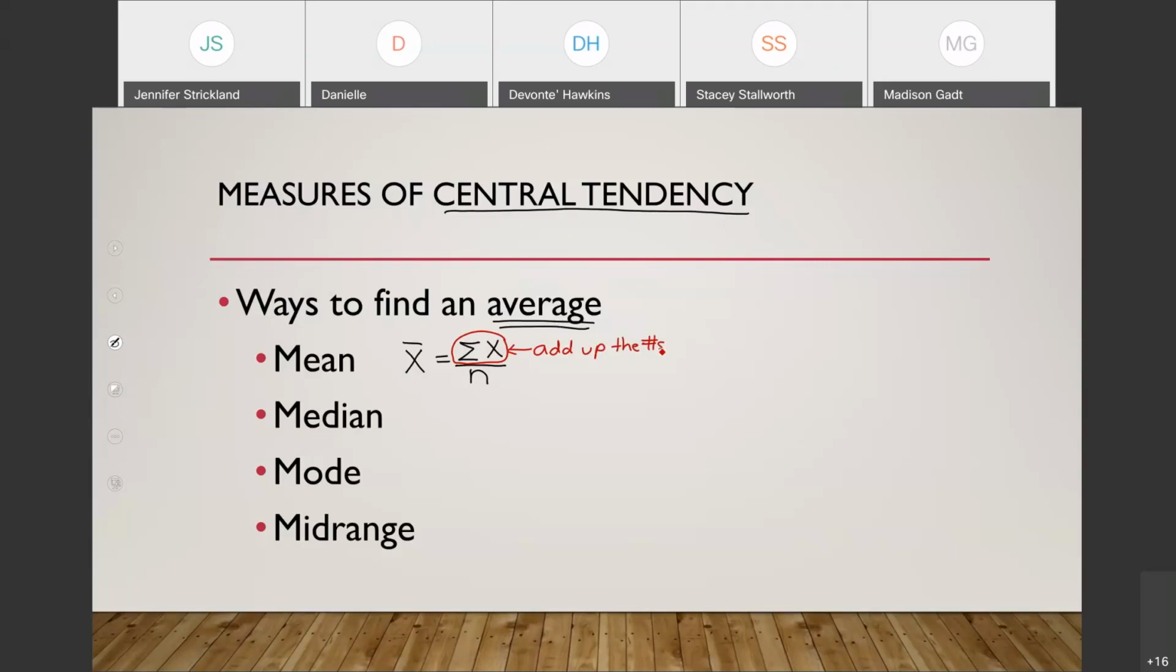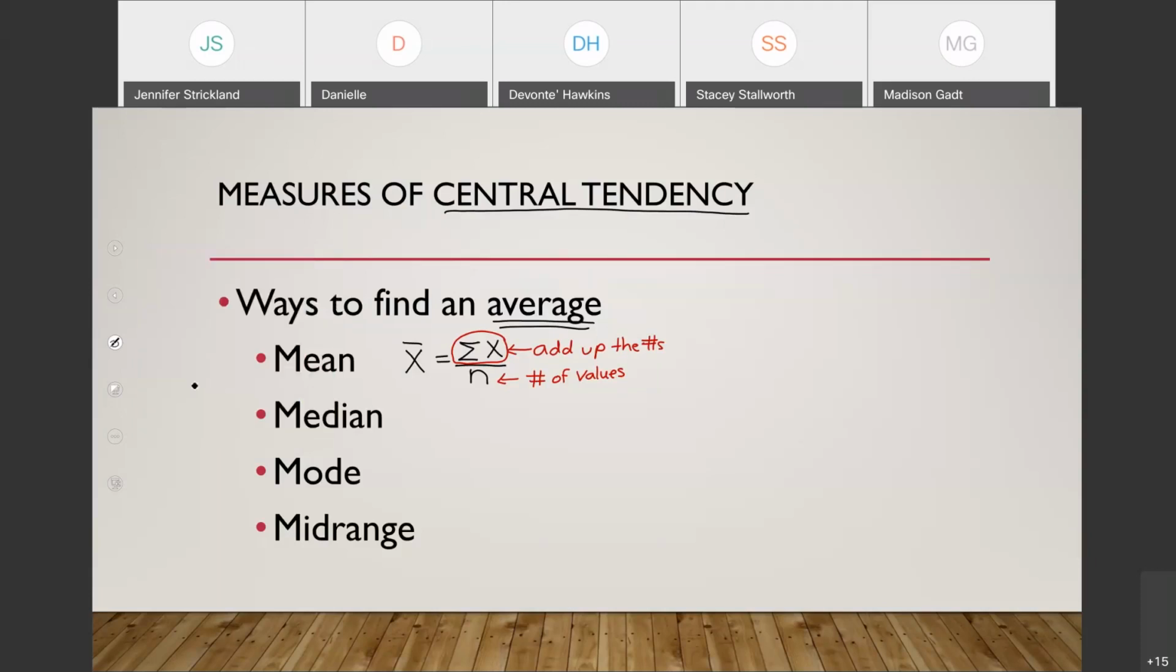And then the bottom part, the n, is the number of values. That makes sense because you told me that you add up the 4 test grades and then you divide by 4 because you have 4 test grades. So all we're doing is putting a formula to something that you already know how to do. Hopefully that one's going to be easy enough.